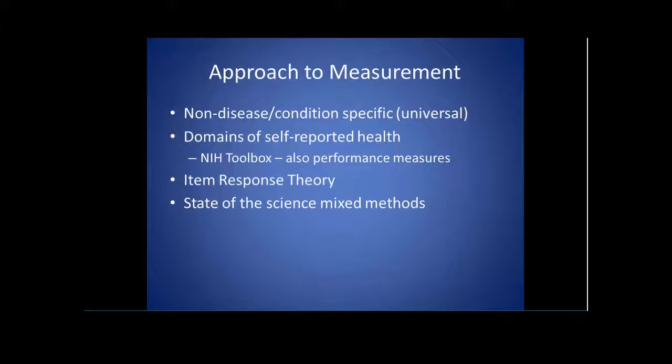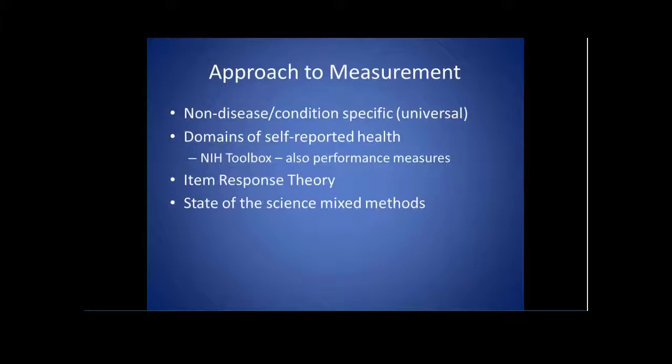All 3 used a similar approach to measurement development. The first is that they all focused on creating universal measures, measures that could be used across conditions. And so there was a significant awareness of wanting to avoid phrasing like because of my diabetes or because of my arthritis. A second shared attribute is that they all have self-reported health domains that are measured. The NIH Toolbox is unique in that it also includes performance measures. All used item response theory, which we'll hear more about in a little bit. This is a different approach to measurement construction than classical test theory that has been widely used in PRO development.